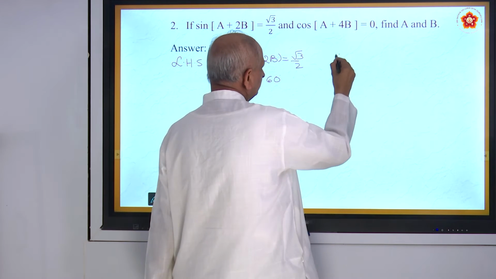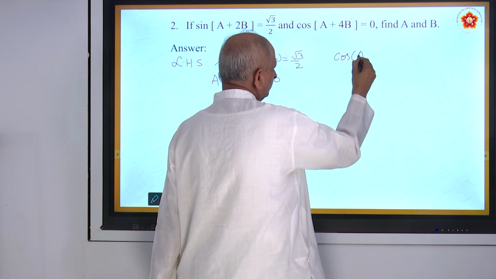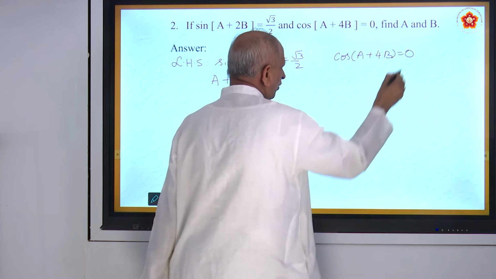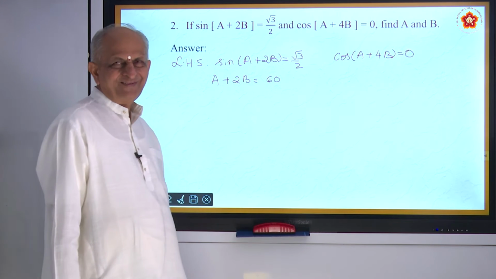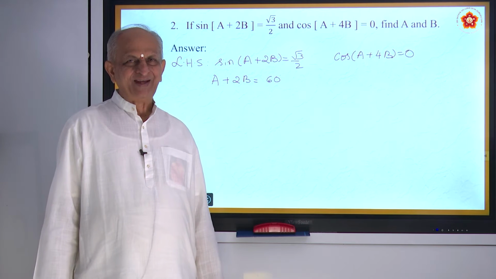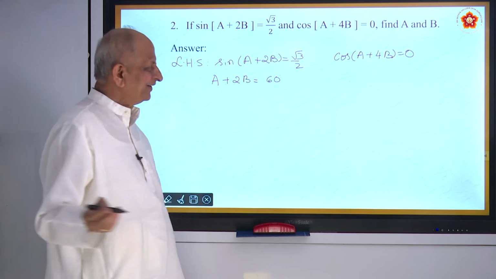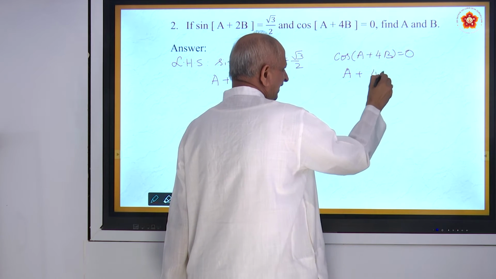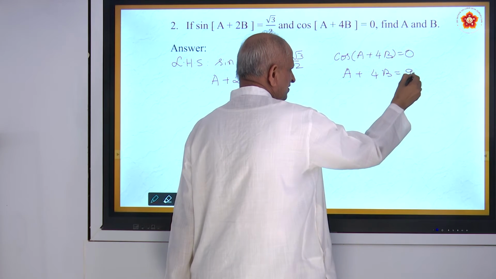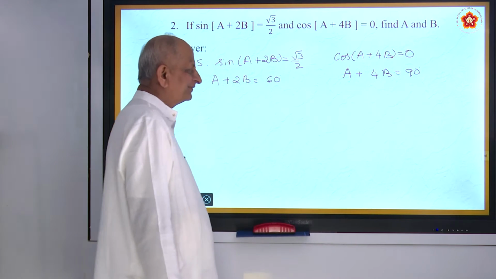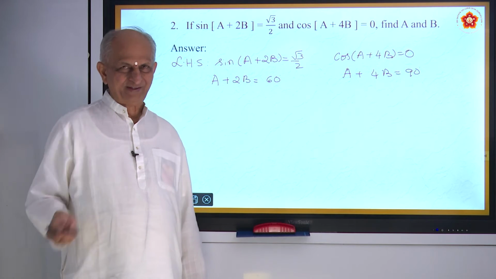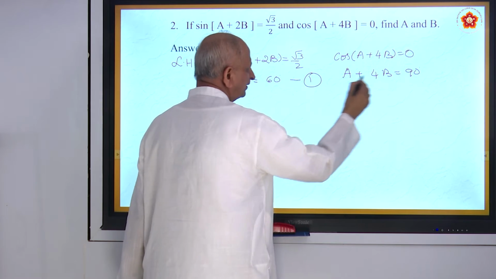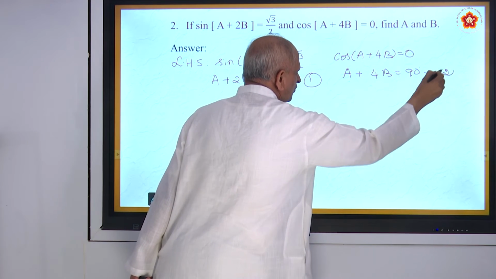Similarly, coming to cos, cos of A plus 4B is equal to 0 means when that cos angle becomes 0. And the angle is how much? A plus 4b is equal to 90 degrees. Just the reverse of sin. Now using these two equations, this is equation number 1, equation number 2.